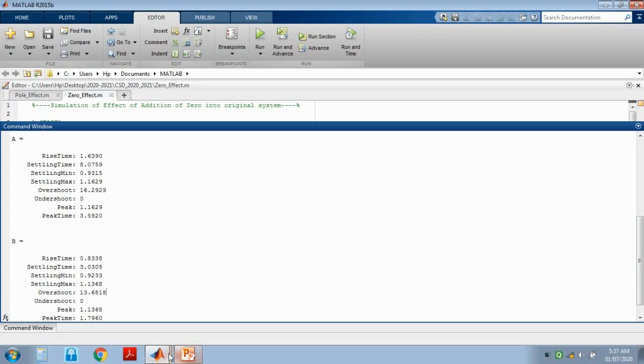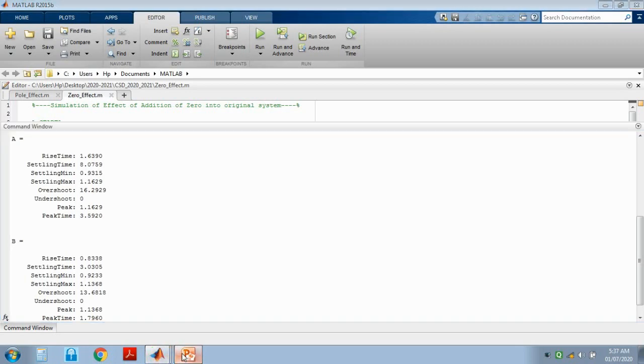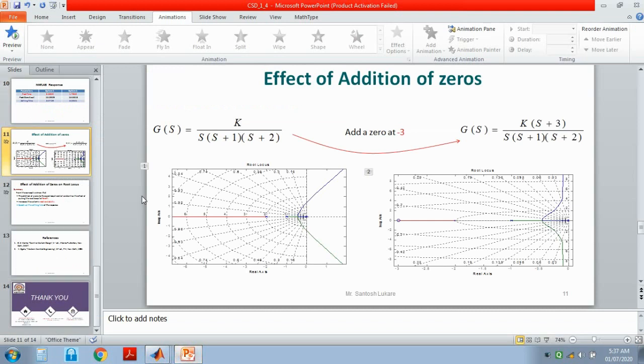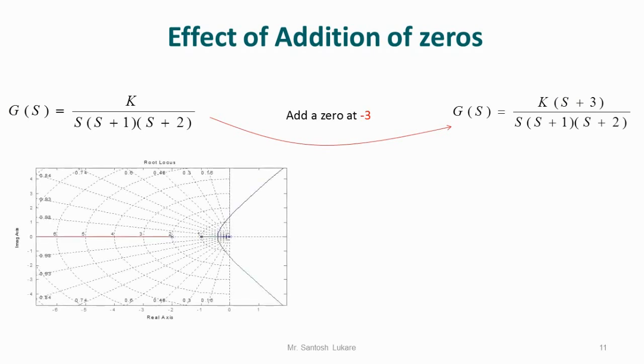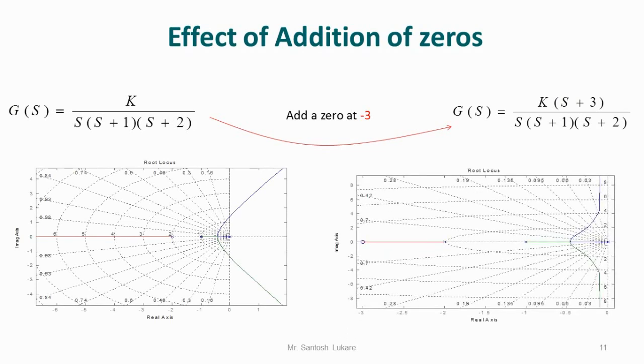So these effects are well observed in terms of MATLAB results. Now let me switch towards the presentation. Okay, so you can try out one more example in MATLAB. Here, if we consider the original system, that is k upon s into s plus 1 into s plus 2, we are having this root locus.